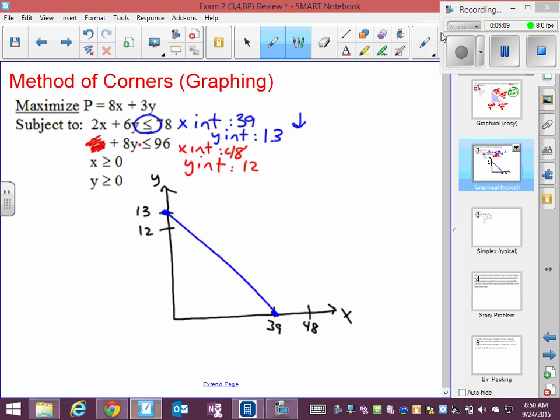I'll look at the second inequality, the red one. I can see that it's going from the x-axis at 48 to the y-axis at 12. So I'm going to connect those two dots. And the less than inequality tells me I'm going to shade down from there as well. So down from the blue, down from the red. And then, oh yeah, by the way, don't forget these. X is greater than 0 tells me I'm going to be to the right of the y-axis, and y is greater than 0 tells me I'm going to be above the x-axis.